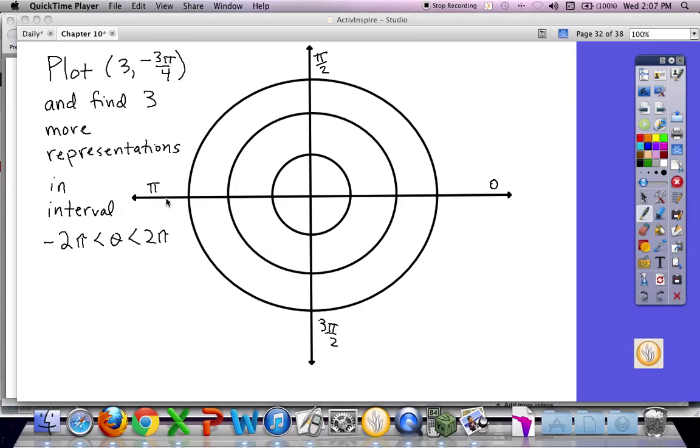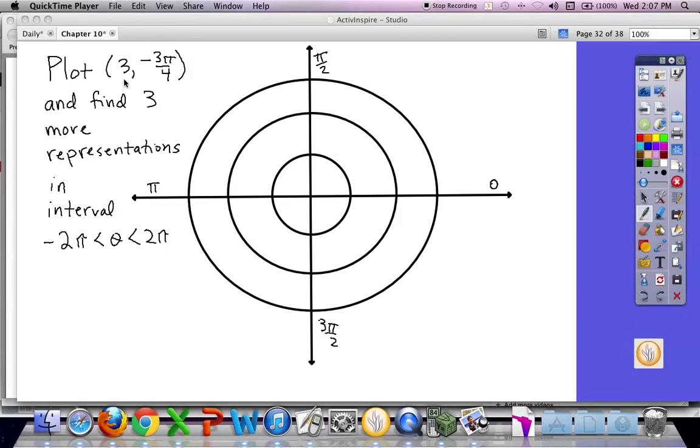This is example 2, and it gives us a point to plot, and then it says find 3 other ways to represent the same point. Since we know that these angles will, the points have different ways you could represent them by changing the angle. Okay, so let's see, where are we going to plot this one?